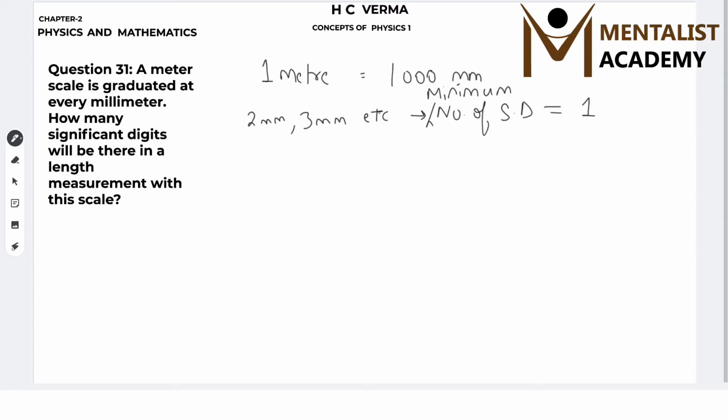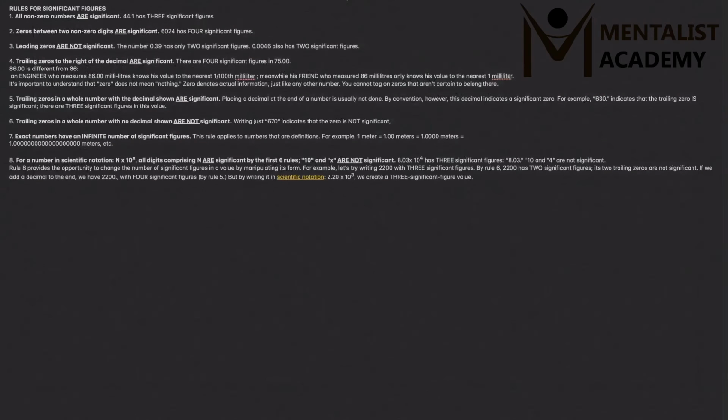And when we are making measurements like 1000 mm, then the maximum number of significant digits would be 4, because we can write it like this, 1000 dot. So how many significant digits are there? 4. I have written down some of the rules of significant digits. Let's revise those rules.